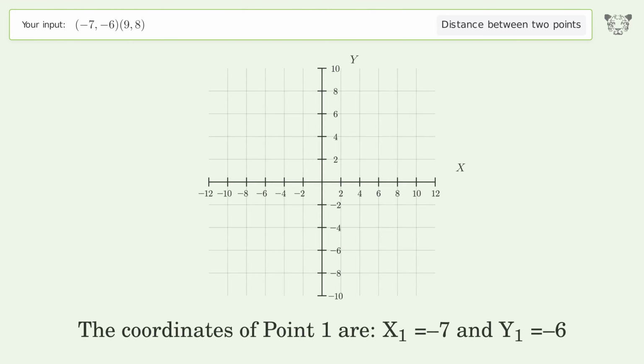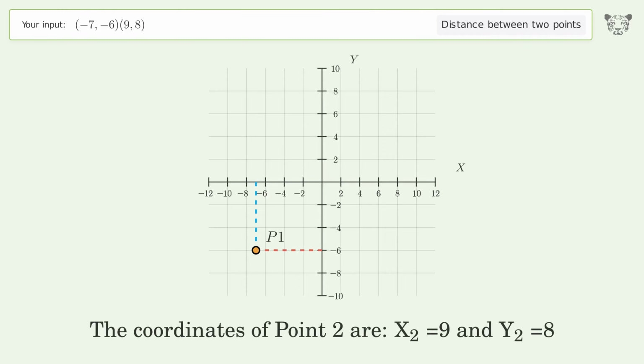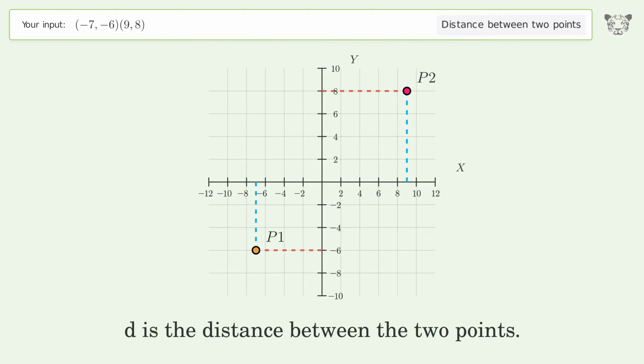The coordinates of point 1 are, x1 equals -7 and y1 equals -6. The coordinates of point 2 are, x2 equals 9 and y2 equals 8. D is the distance between the 2 points.